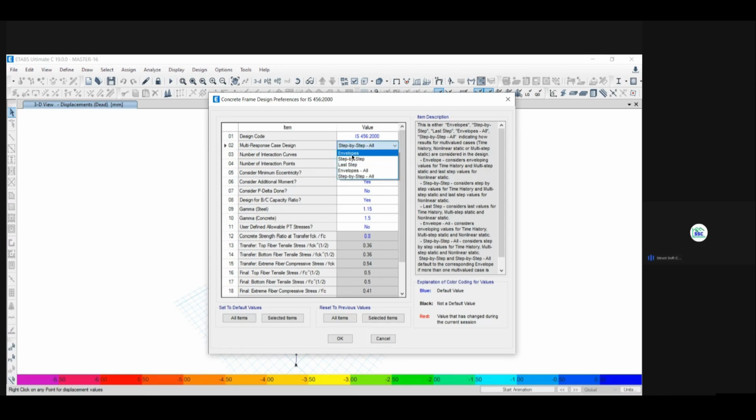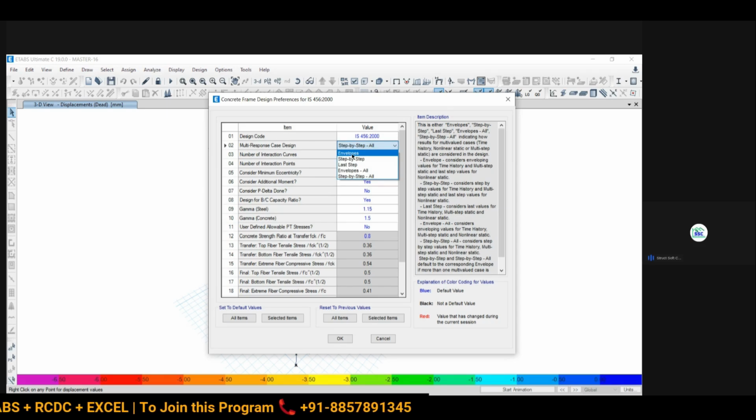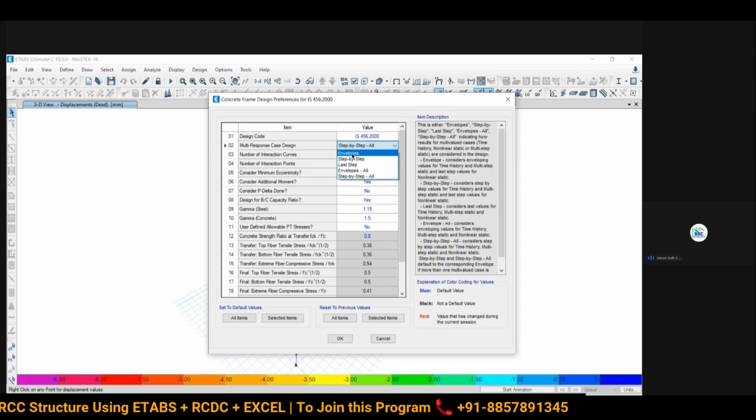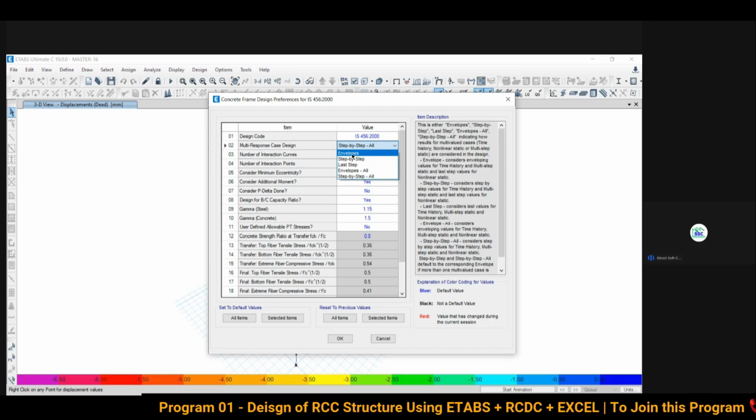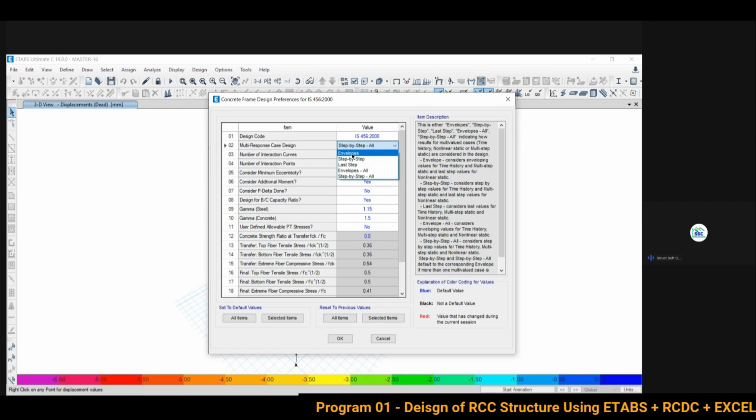If you are choosing the envelope one, envelope means what? When the time history method of analysis is performed, it is iterative based, multiple values are going to be generated, and it creates the envelope of all of that, finds the critical one, and then designs for that one. So that is the envelope one.